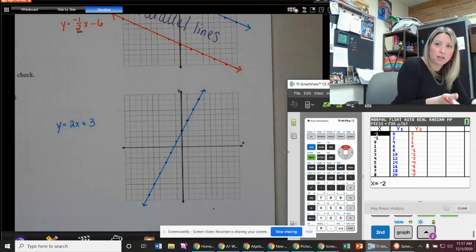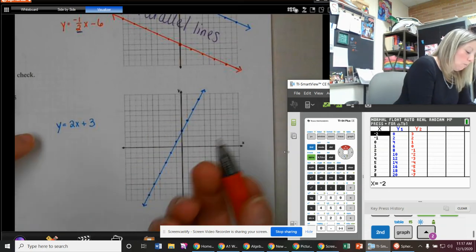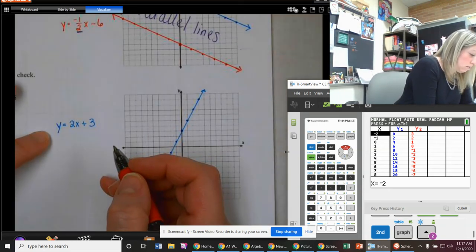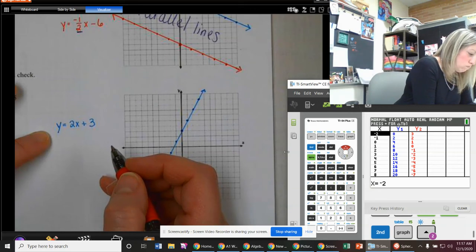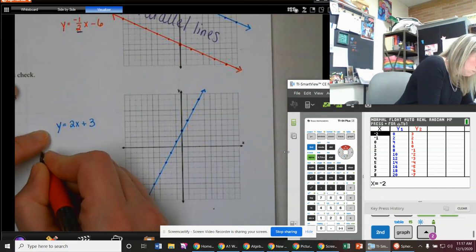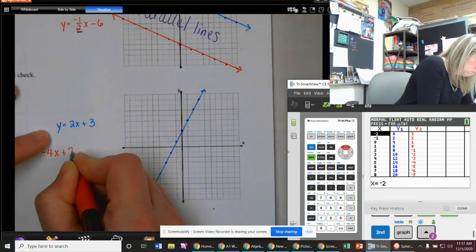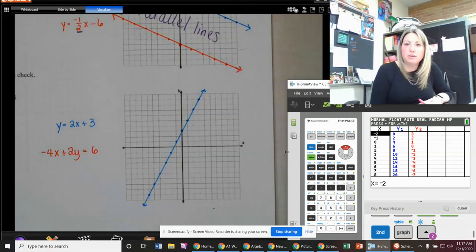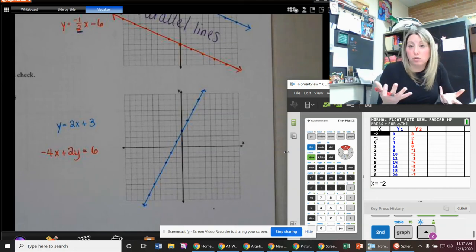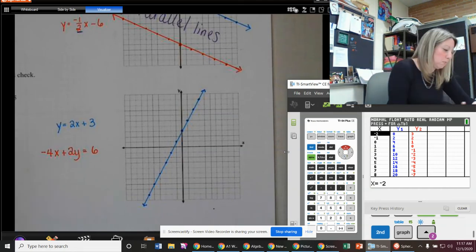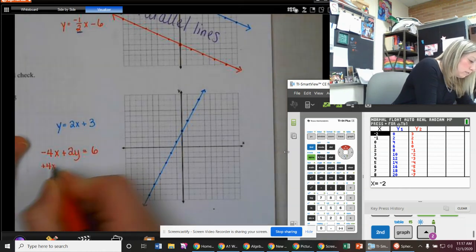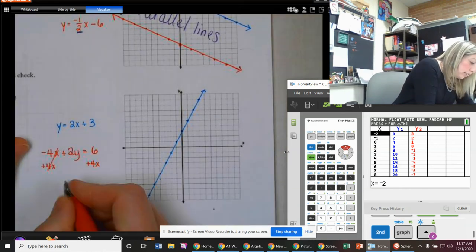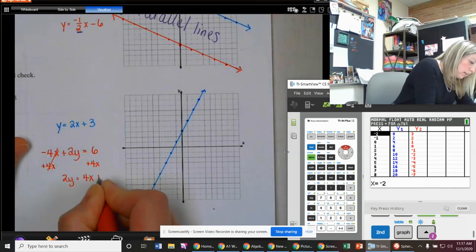What if my second line is negative 4x plus 2y equals 6? Well, it currently is not in y equals mx plus b form. So I've got to move things around to make it y equals mx plus b form. So let's add 4x to both sides. Get 2y equals 4x plus 6.